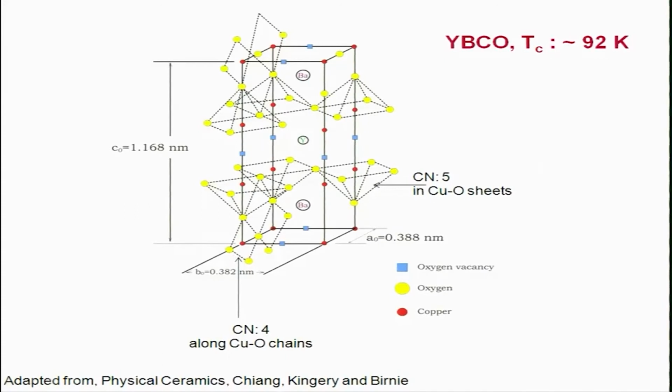Here, because you have oxygens missing on this side as well as on this side, the copper is now surrounded by 4 oxygen atoms. So, you have 4-fold coordination, you have 5-fold coordination instead of the typical 6-fold coordination as you would have in perovskites, and it is along these Cu chains that the superconductivity prevails. So, superconductivity is along those directions. So, this is one interesting example of a perovskite based structure. It is not exactly perovskite because perovskite is just one unit, but it contains multiple perovskite units in it.